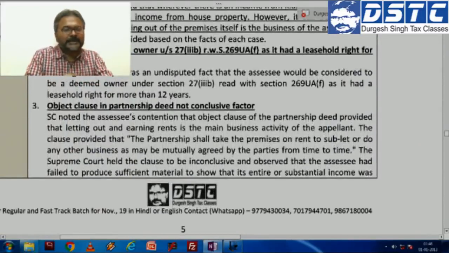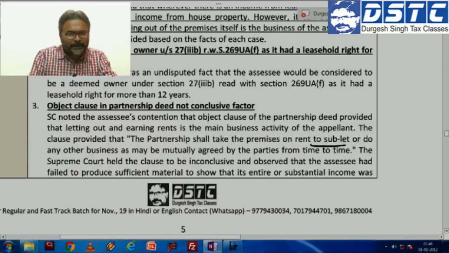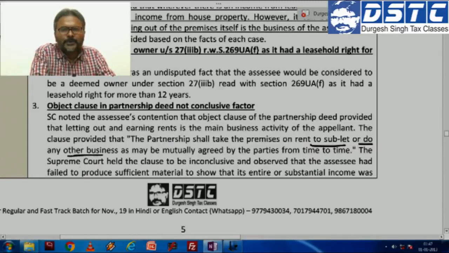How was it not conclusive? See the language, students. If you see the language of the partnership deed, what it has to say? The partnership shall take the premises on rent to sublet or do any other business. So either they can do a subletting part or they may do what? Any other business, as may be mutually agreed by the parties from time to time. So where they say in the deed that their main object is to let out the house property, that is not conclusive from this language.